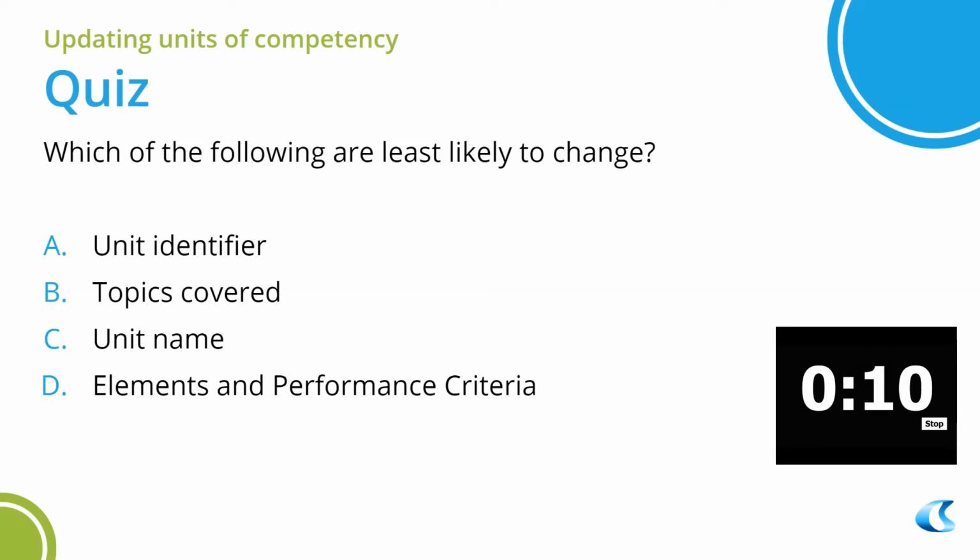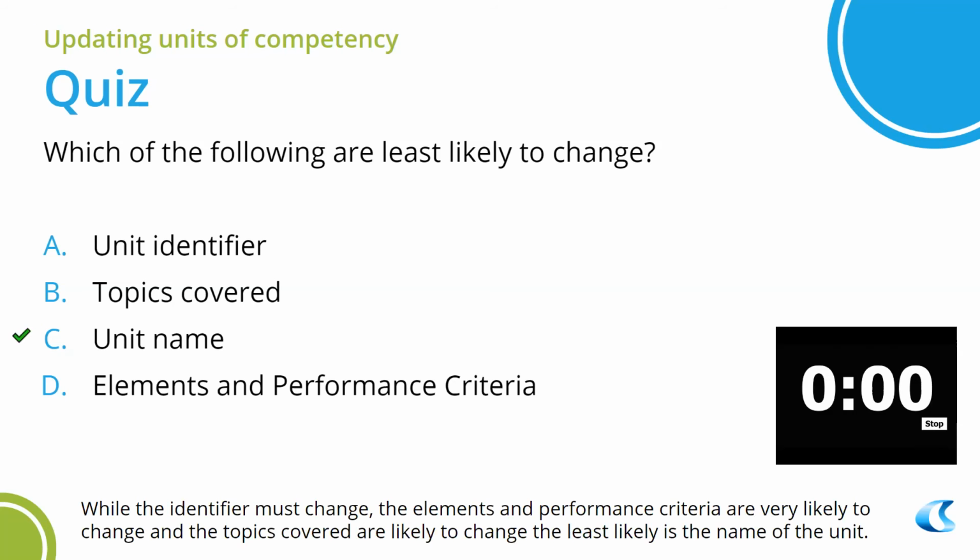Probably the B, is it? Which of the following are least likely to change? The unit identifier? No, well, that's going to change, isn't it? A or C. I reckon unit name.